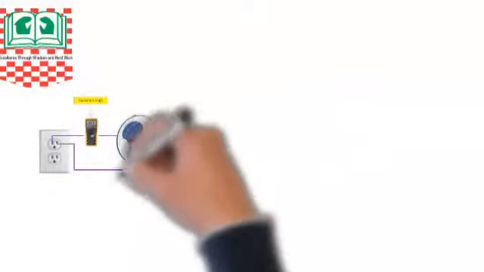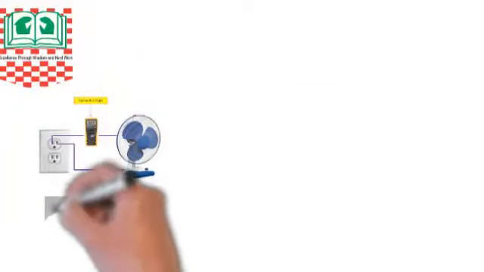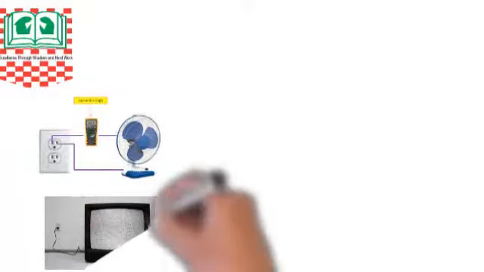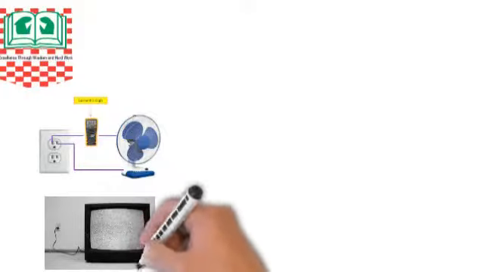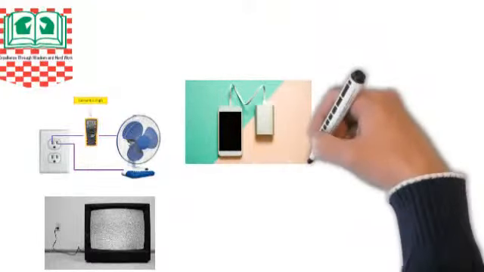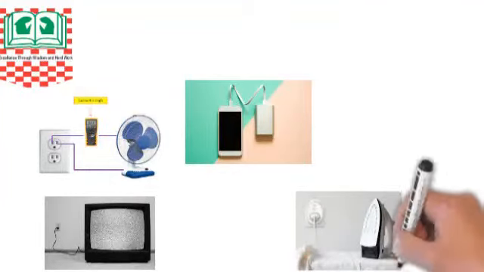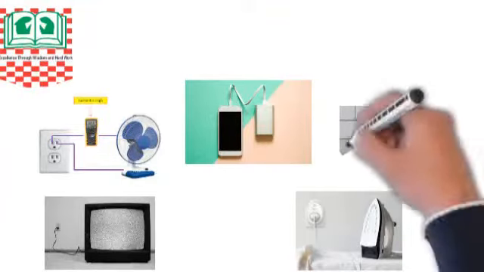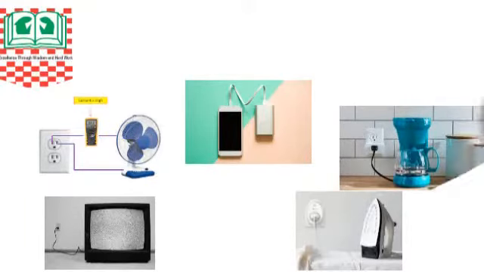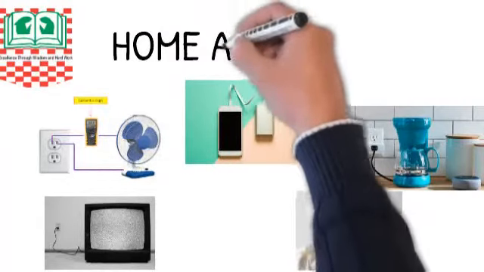Firstly, I'll need you to look at some of these appliances. We have the fan, we have the television. At the end of this, I'll need you to tell me how these appliances work. We have a charging phone. We have the pressing iron. We also have a blender. Now, all these are home appliances. That means they are things that are used in our various houses.